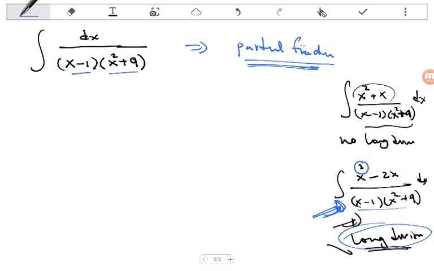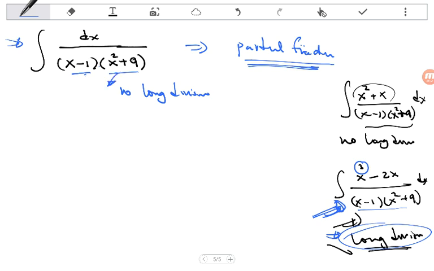Okay? So it is important to check if I will make long division or not. So now in this expression, I will not need to make long division. So no long division. Okay. So what is the next step? The next step is to factorize the denominator. So the denominator is factorized to its simplest form.